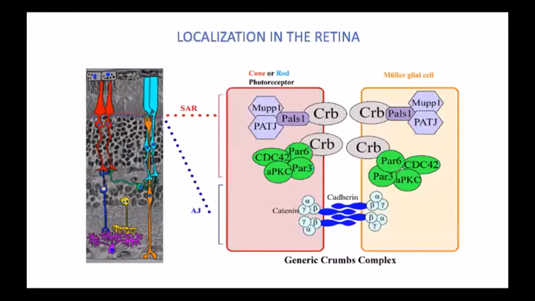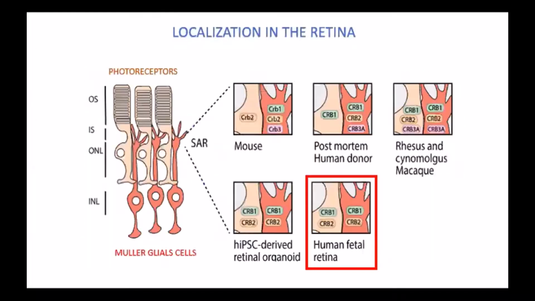And where is the localization in the retina of these proteins? The principal interaction of the CRB complex is with photoreceptors and Müller glial cells. In the picture on the left, we can see the photoreceptors in red and light blue and Müller glial cells in orange. All this happens at the level of the external limiting membrane in the subapical region in both cellular types above the adherens junction. The CRB complex could be between photoreceptors, between Müller glial cells, or also between photoreceptors and Müller glial cells.